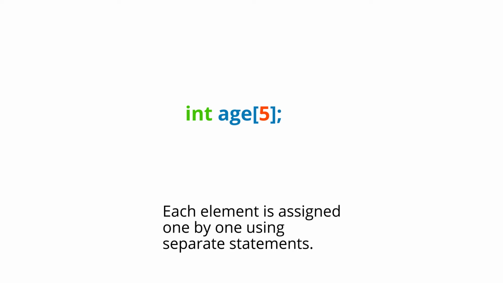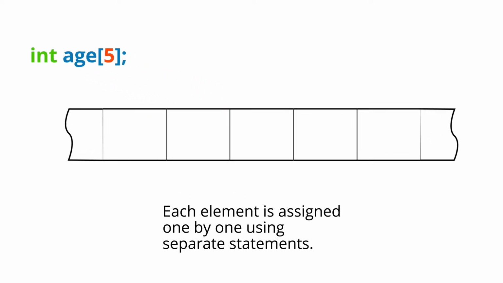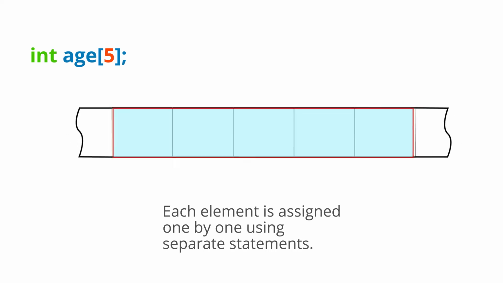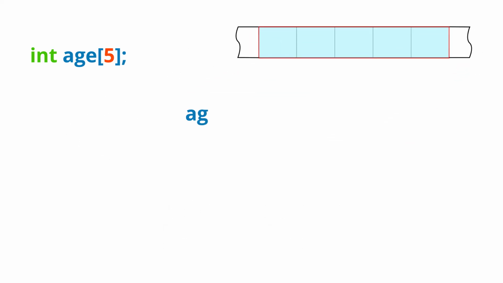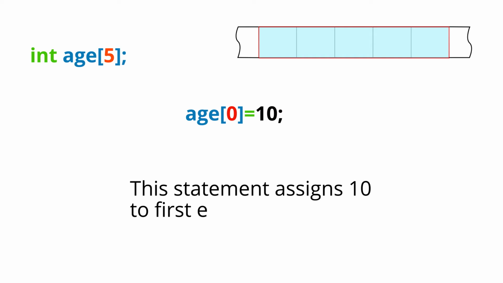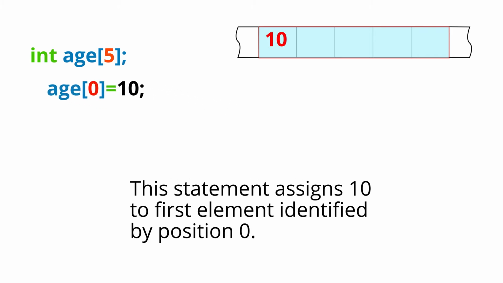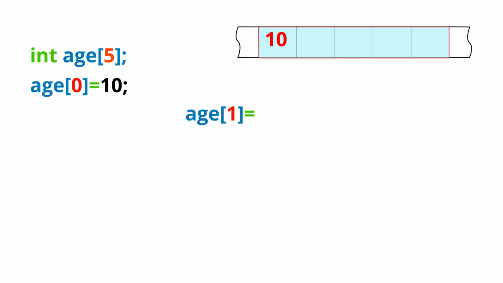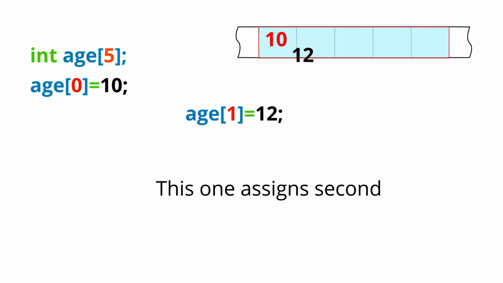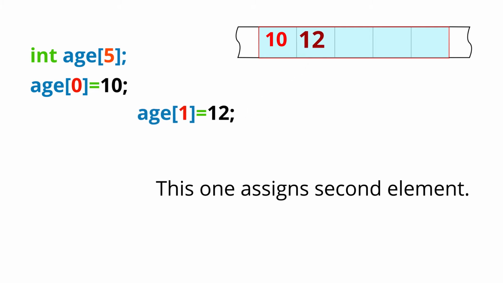Here we declare an array of 5 elements. The elements can be accessed by position 0 to 4. This statement assigns 10 to the first element identified by position 0. This one assigns the second element. The second element is identified by position 1.